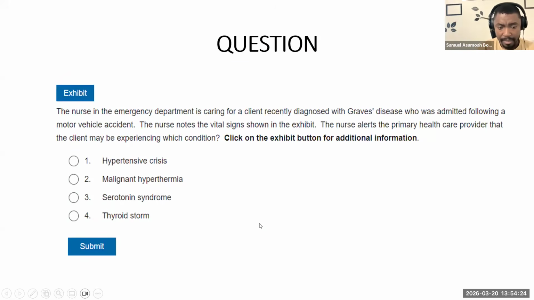Now, the nurse in the emergency department is caring for a client recently diagnosed with Graves' disease. So, Graves' disease, what type of condition do you think it is? Autoimmune hyperthyroidism. And the question says it was recently diagnosed. That means it's not what the patient is having right now, right? So if it was diagnosed, does it mean it was a problem? That's why it was diagnosed.